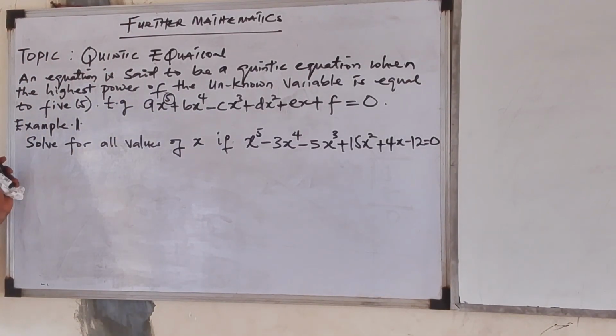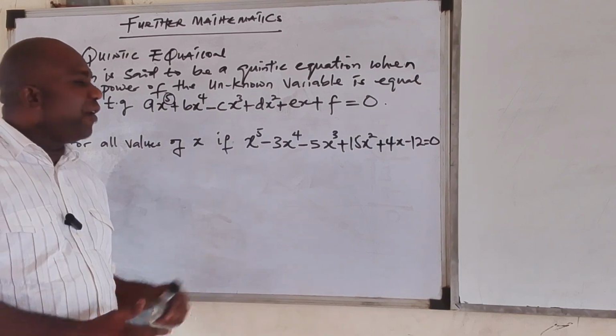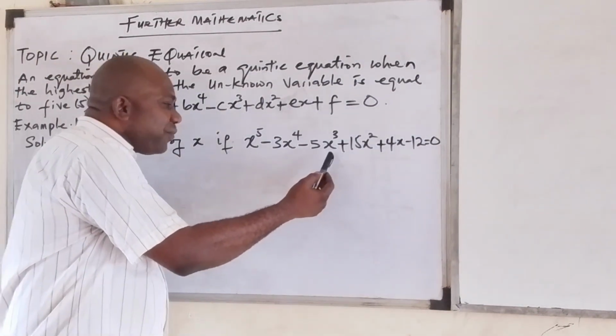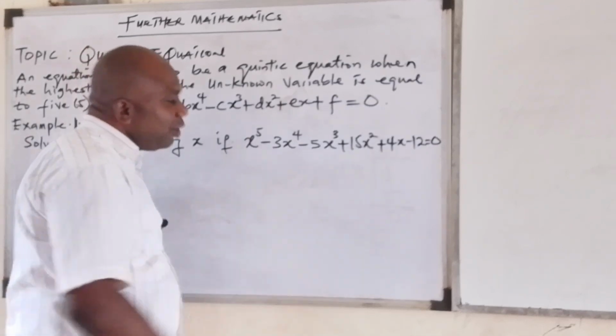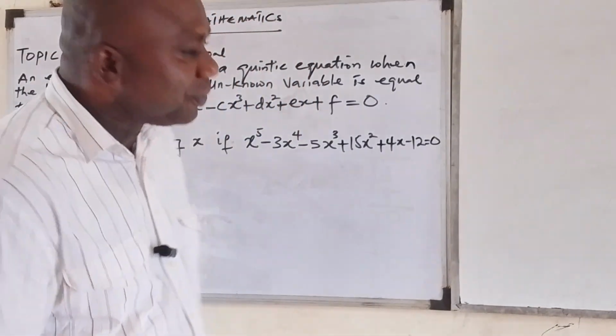Now, we have an example here. Solve for all values of x: x^5 - 3x^4 - 5x^3 + 15x^2 + 4x - 12 = 0.